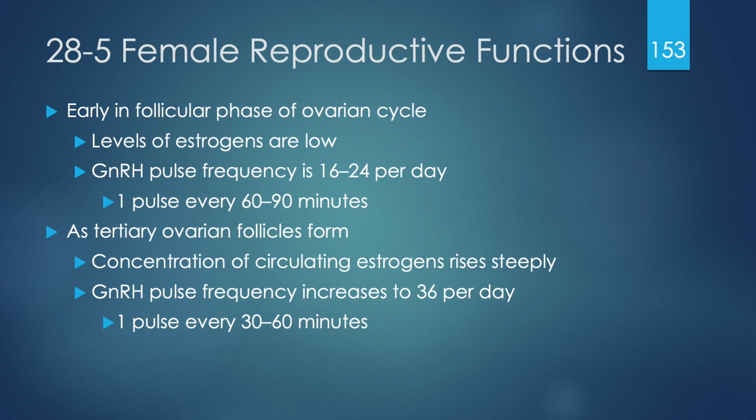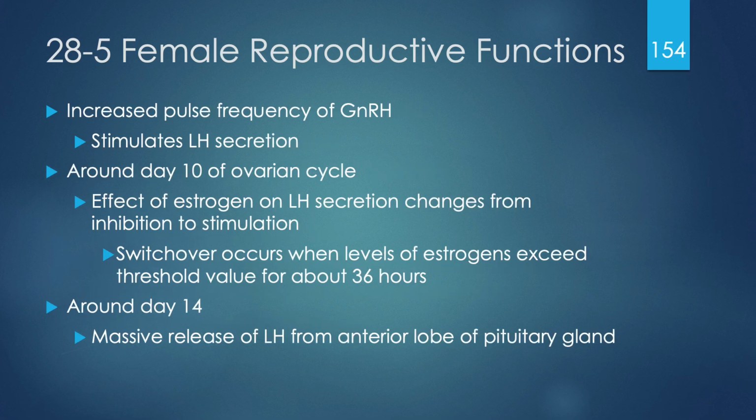So as the tertiary ovarian follicles form, a couple things are happening. The concentration of the circulating estrogens rises steeply, and this triggers the gonadotropin-releasing hormone pulse frequency to increase from 16 to 24 per day up to 36 per day. And so this means we're having 1 pulse every half hour to hour. The increased pulse frequency of the gonadotropin-releasing hormone will then stimulate luteinizing hormone secretion.